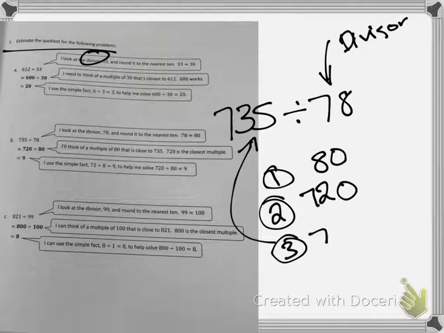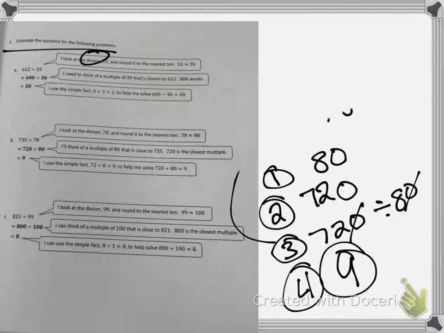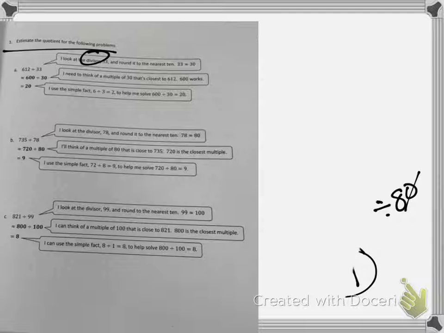Third step is do the division. So 720 divided by 80. Okay, well, we can go ahead and get rid of the 0. So now we have 72 divided by 8. 72 divided by 8 is 9. So our quotient is 9. And that just repeats with the other two problems.